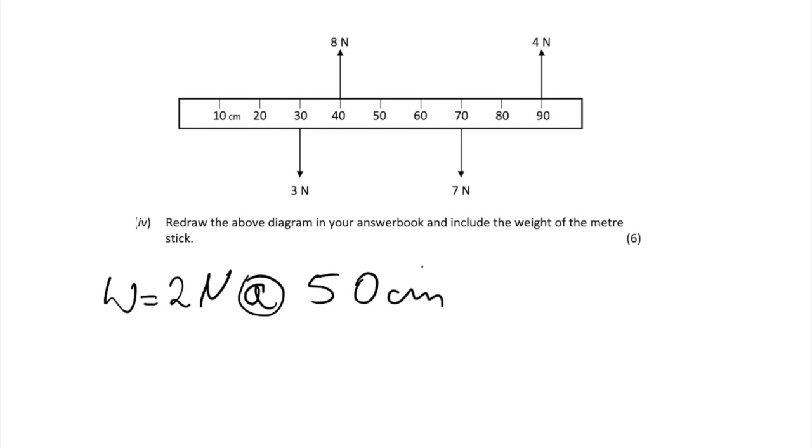So the thing to do here is to find the 50 centimeters mark, which is over here. And now we need to draw a force. The important thing to remember is weight is a force that always acts down towards the center of the earth in this case. So we put the force at 50 centimeter mark, we draw the arrow down, and we add 2 newtons to the force for full marks.